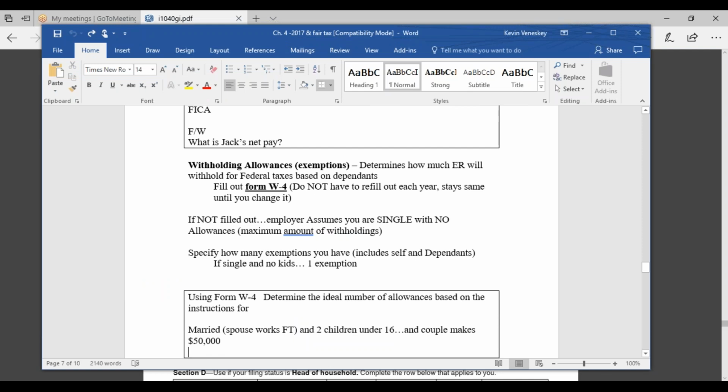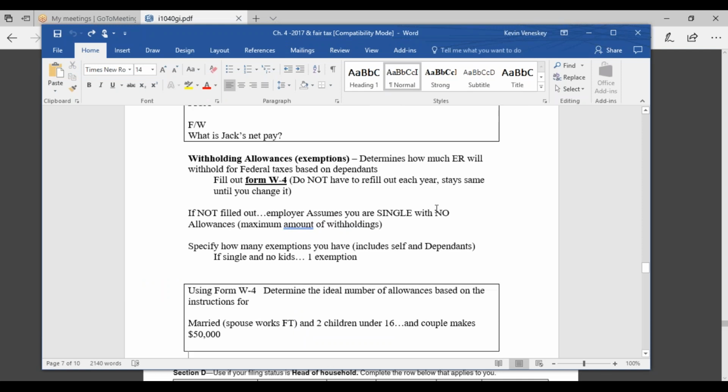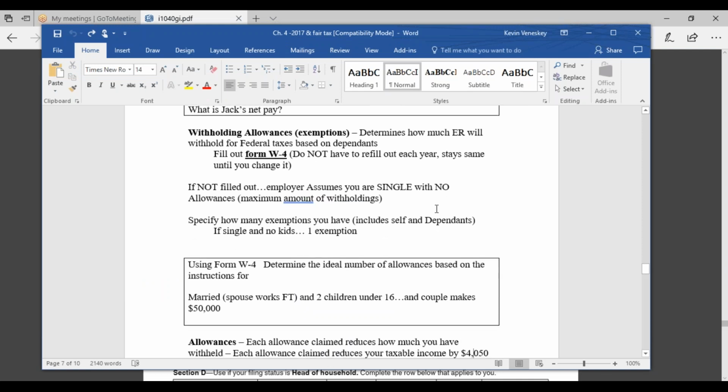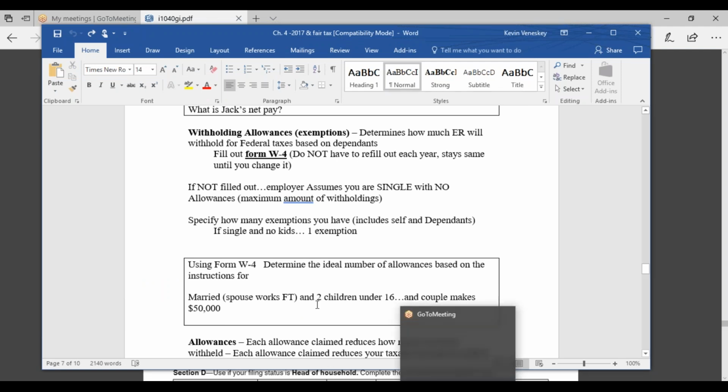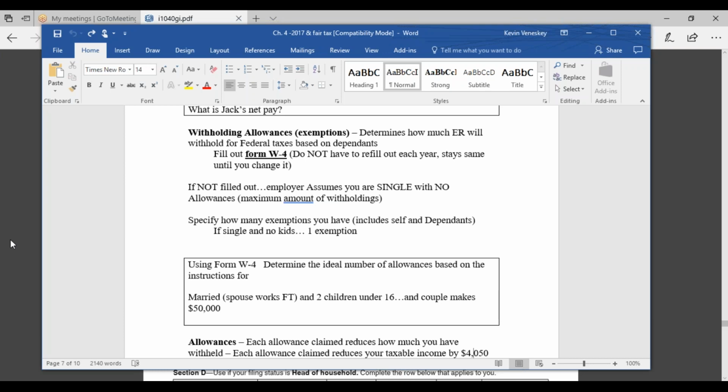Okay, at this point we have gone long enough. I'm going to cut this lecture into 2 because we're going to do some examples and I want you to be fresh for those examples. So for part 1, we are going to stop it here, and then we will start part 2 with withholding allowances.